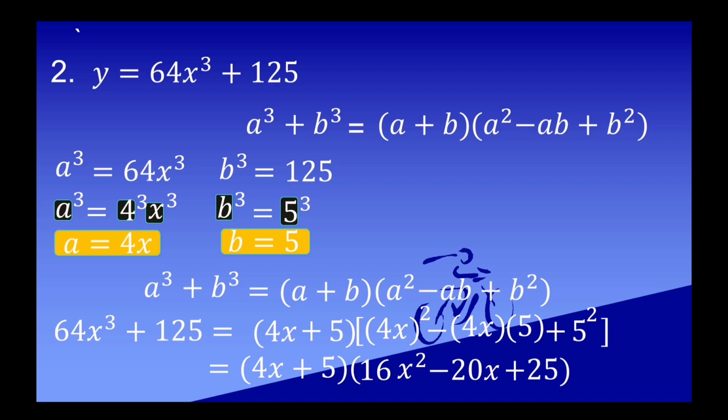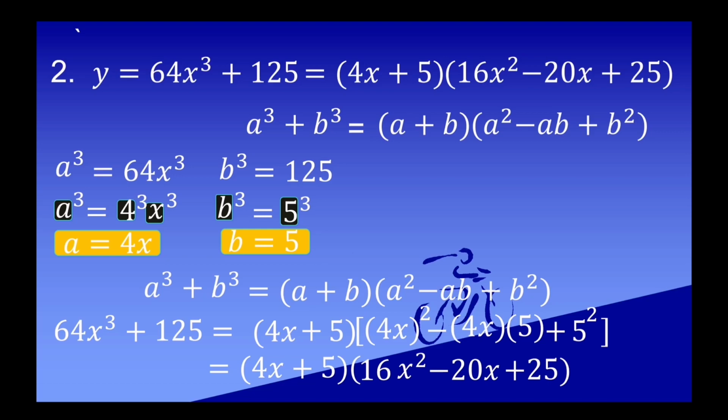So the factor of y is equal to 64x cubed plus 125 is equal to a quantity of 4x plus 5 multiplied by a quantity 16x squared minus 20x plus 25.